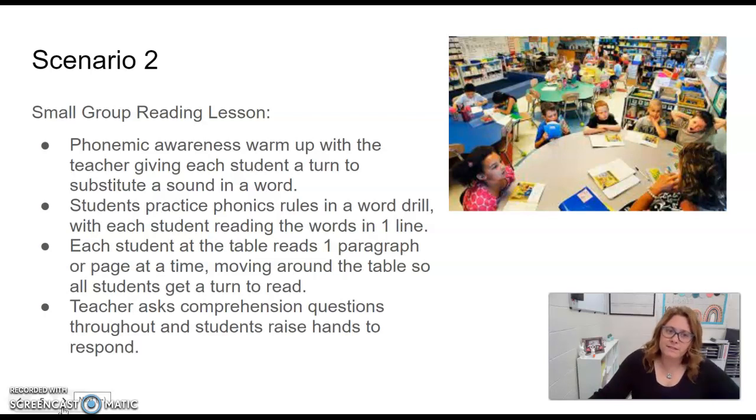Then it's time to read the text. If each student at the table reads 1 paragraph or 1 page, let's think about that in terms of the age of our students. Say it's an upper elementary student and there's roughly 150 words on a page in a chapter book. If you read 6 pages during a lesson and there's 6 students in your group, each student has now read 150 words and had to use decoding strategies on 150 words. But if you multiply that times 6, there was a total of 900 words that were possibly practiced.